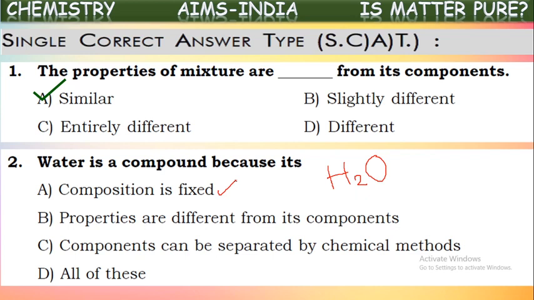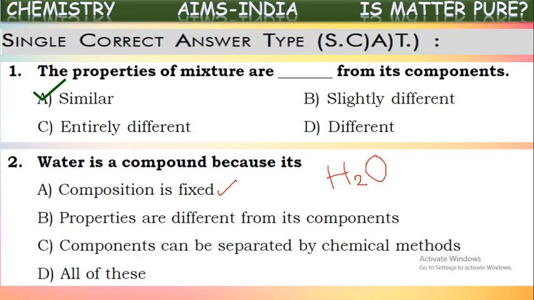The next statement: properties are different from its components. Yes, for compounds, the properties are entirely different from the properties of the components combined chemically. In the case of water, it is formed from two elements, hydrogen and oxygen. We know the properties of hydrogen. Hydrogen is a gaseous element and one of the lightest gases. It is highly explosive. It can burn in the presence of air with a blue flame. It causes blasting also. So it is an explosive gas.